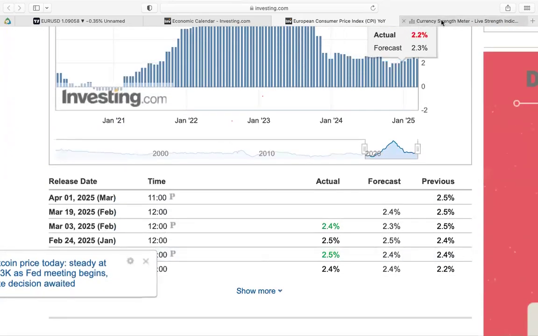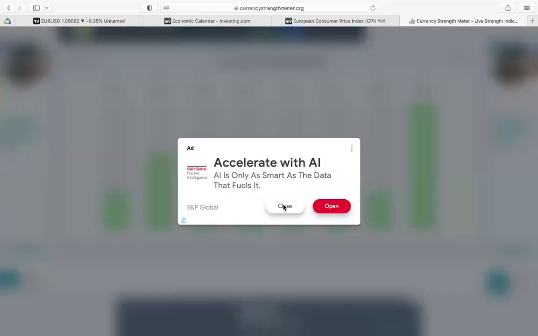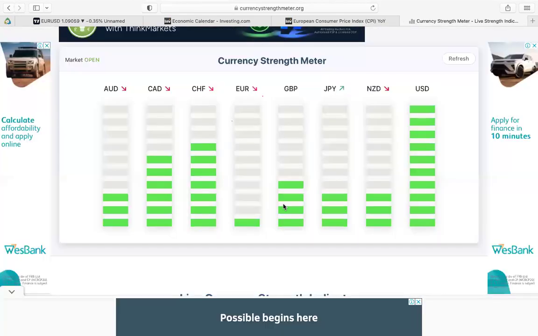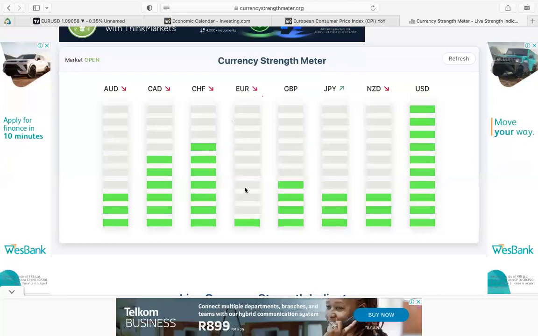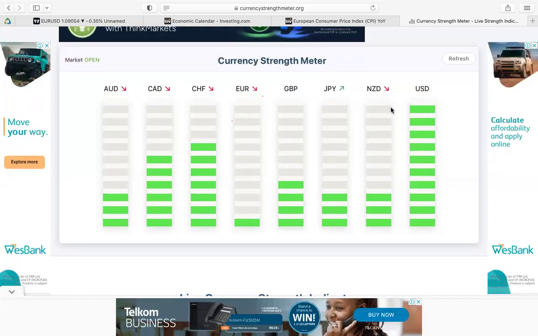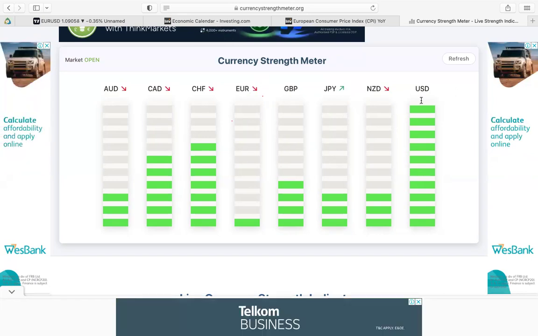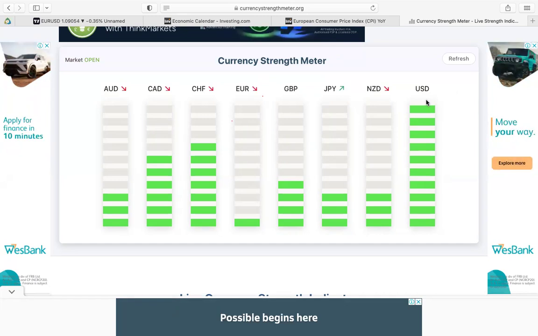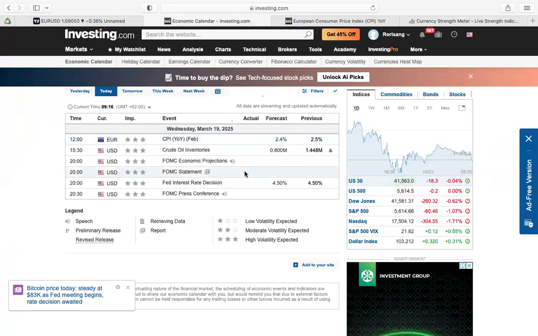Even the currency strength meter is telling us, look at this. Look at how weak the euro is here. You see, it only has one bar. So having one bar, it's Euro USD CPI. We sell what? Euro USD. Nice. So let's see what happened on previous days.